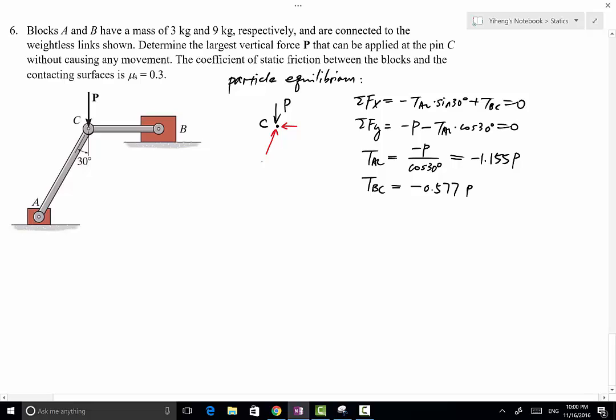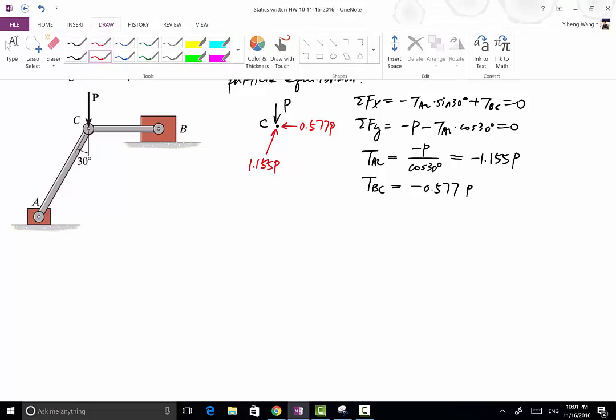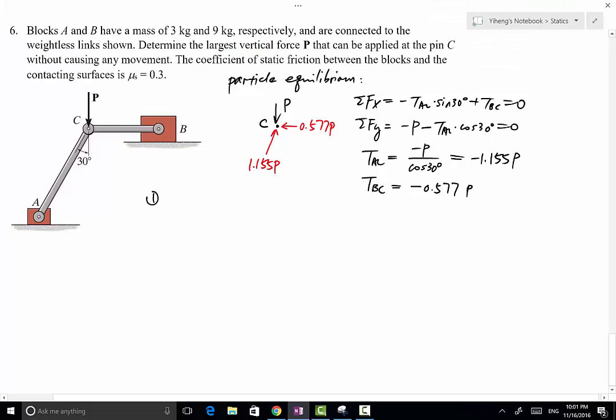So T_AC is now positive 1.155 P, positive because I have already reversed the direction. And T_BC is now 0.577 P, also positive because now their sense of direction is correctly shown. Now let's start to investigate the situations.